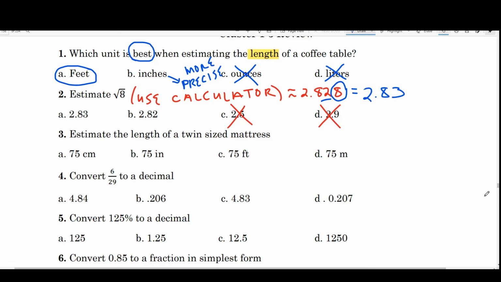So again, this is still estimating and rounding. If you're having an issue with that, then you go back to that section in the book to review. Does anybody have a question about that?